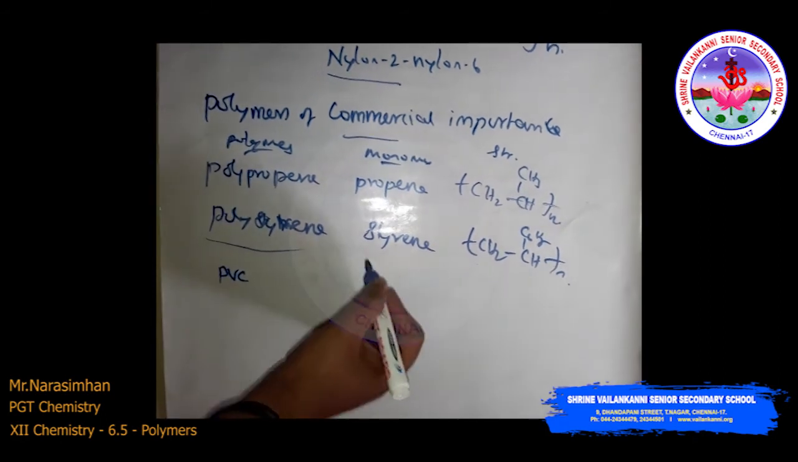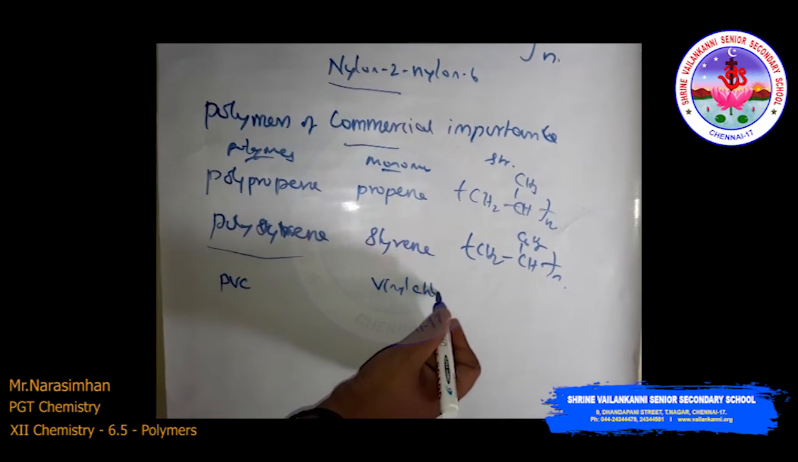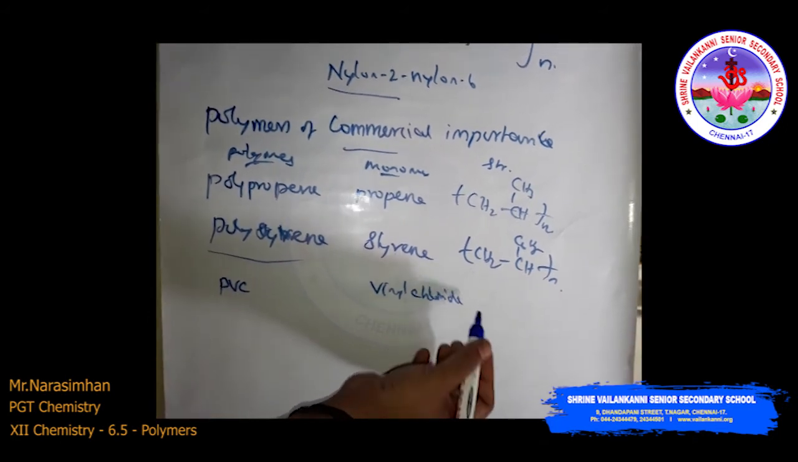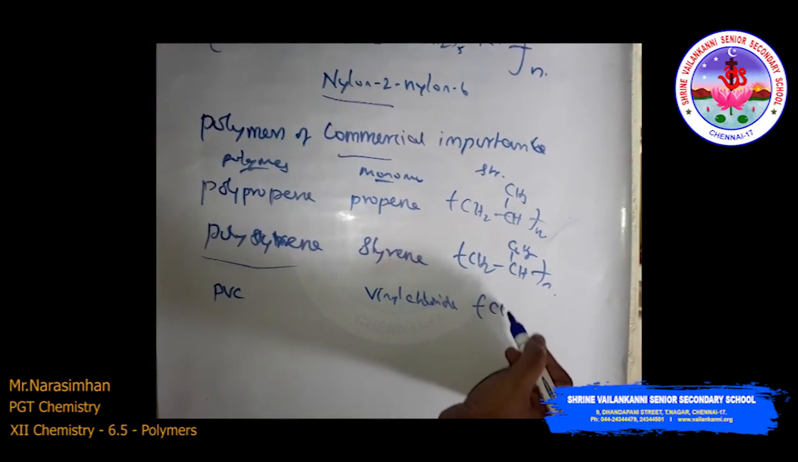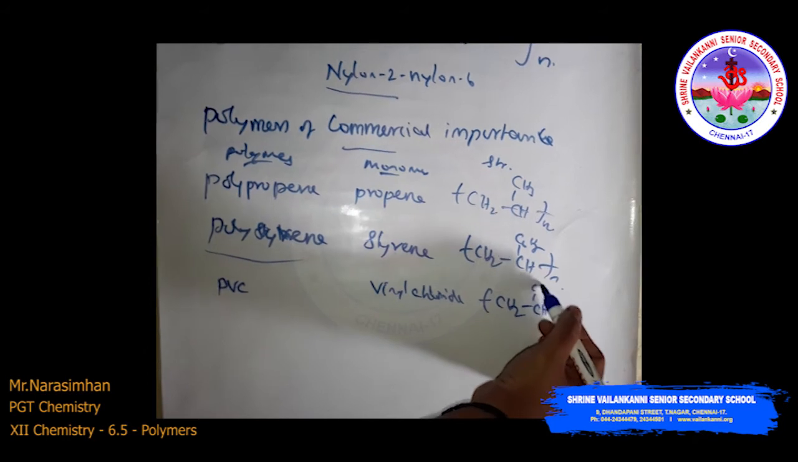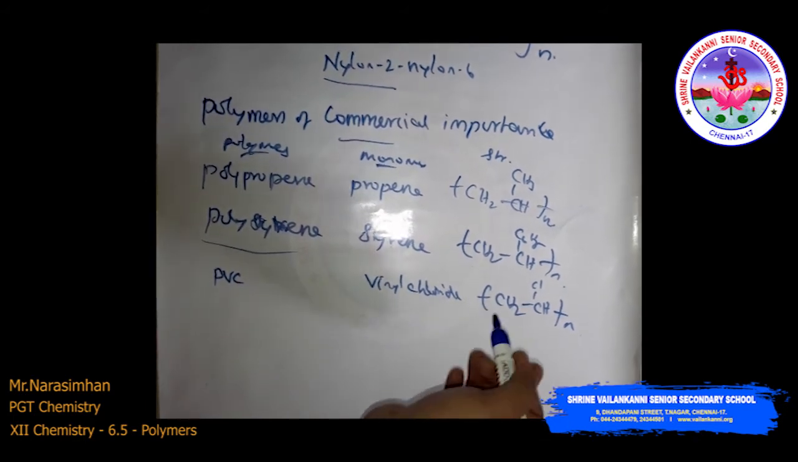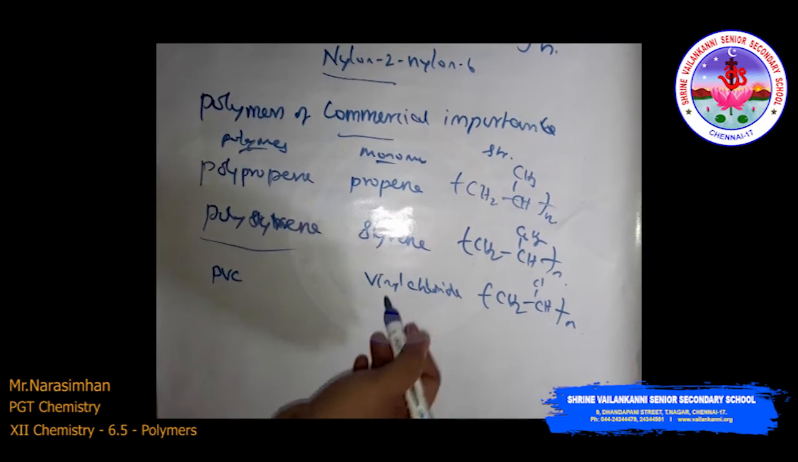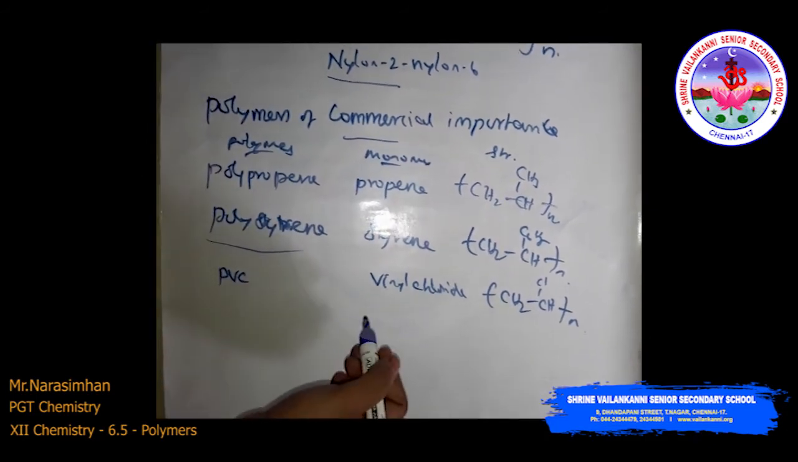Then PVC, polyvinyl chloride. The main monomer is vinyl chloride, and the structure will be CH2, CH, Cl. The uses are manufacture of raincoats, handbags, vinyl flooring, and water pipes. So we are using PVC pipes, that is the use of polyvinyl chloride.